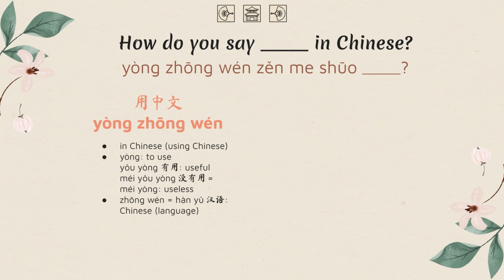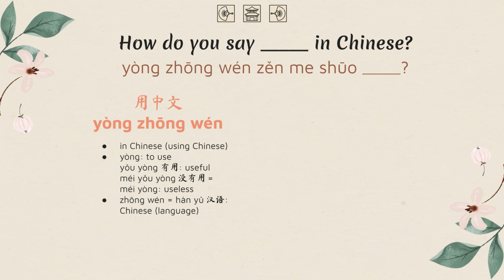So, since you're learning Chinese, you must find it useful. So you could say something like 说中文有用. Speaking Chinese is useful. 中文 means Chinese. There's another way to say it. 汉语. They both mean the Chinese language. 中文 or 汉语. 用中文 literally means use Chinese, but that's how you would say in Chinese.